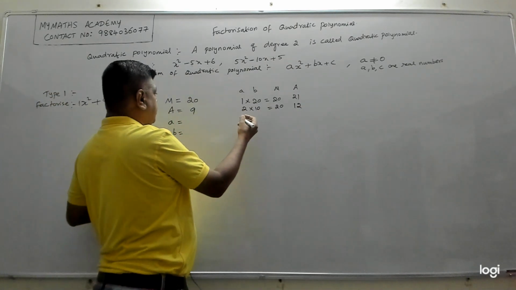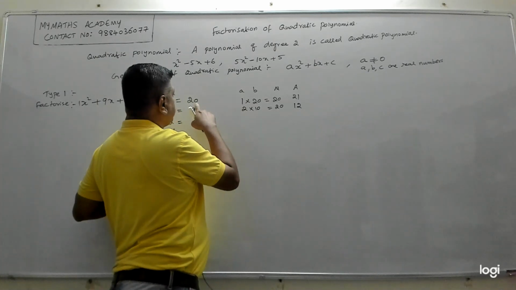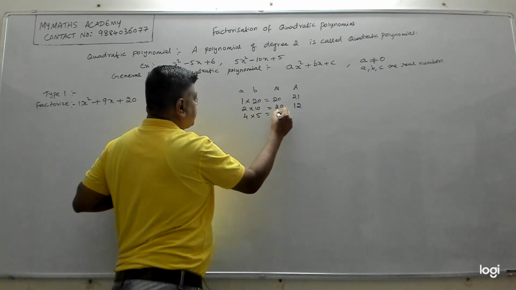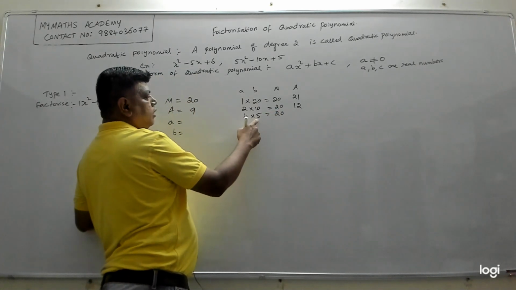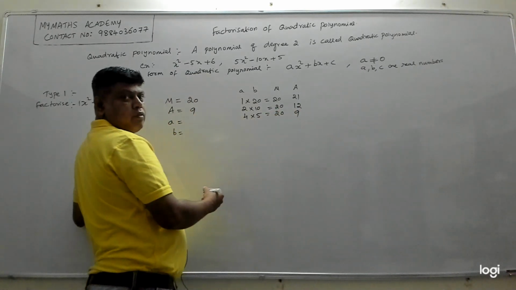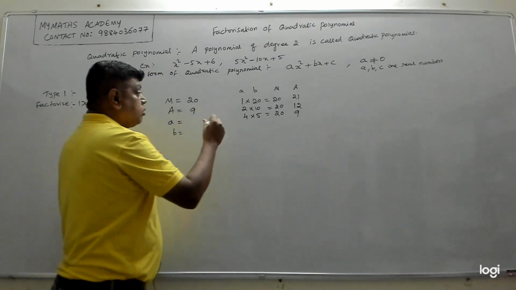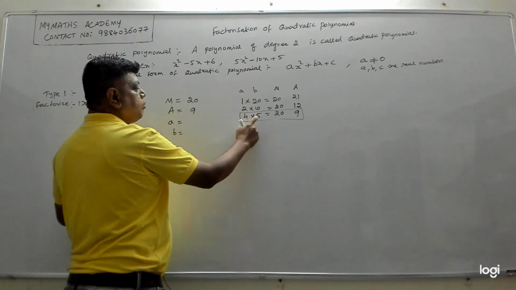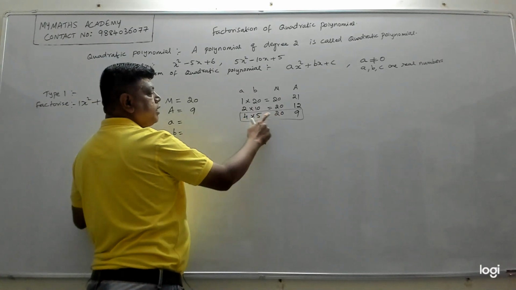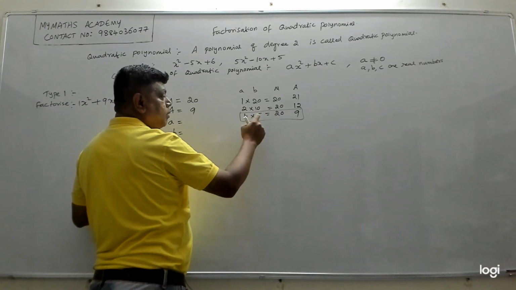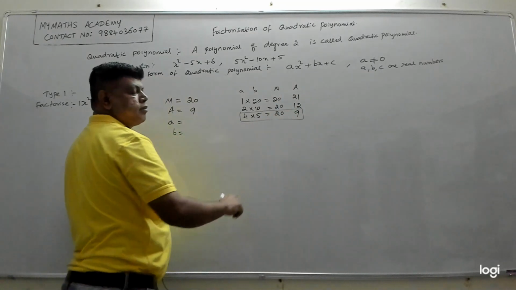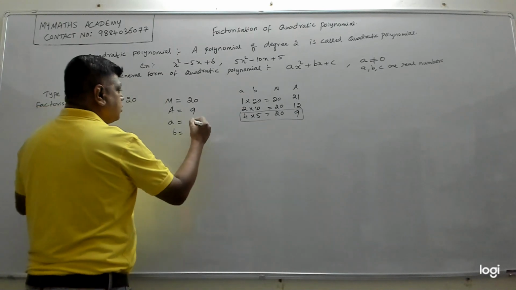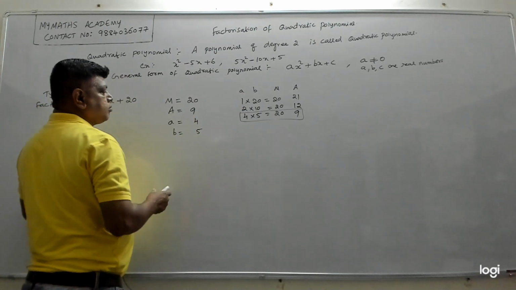We should go to the next number. The next number is what? 20 will not go in 3. 4 into 5. 4 fives are 20. Now if you add 4 and 5, you get 9. So this is the pair that gives you 20 when you multiply the two numbers. The same two numbers if you add, what is 4 plus 5? 9. So which means the numbers are 4 and 5.